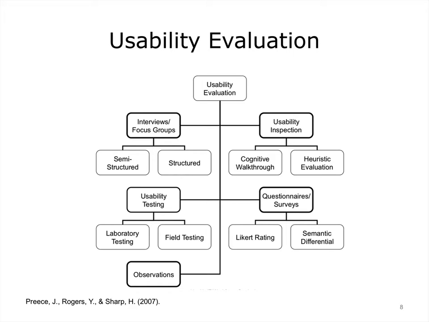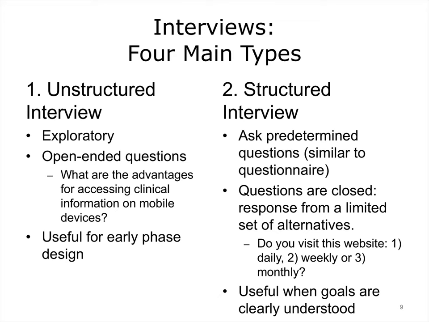This is another way to represent usability evaluation methods. It is convenient to think of 5 superordinate classes or types of methods, and they can be further subdivided into a range of methods. We're going to talk about the first 4 classes of methods, namely interviews, questionnaires, usability inspection, and usability testing. Let's look at interviews first. Interviews can be grouped into 4 main types.